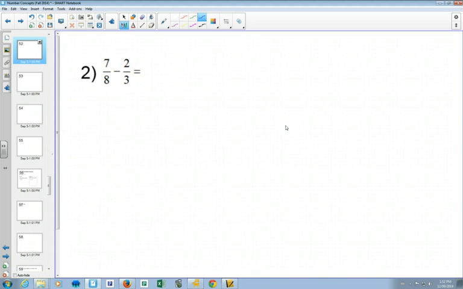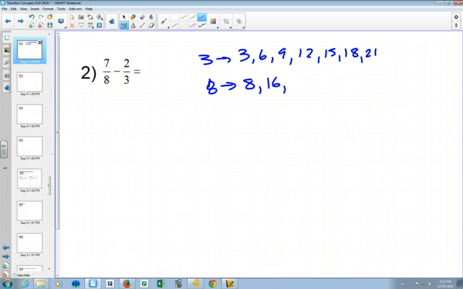So if I count by threes, 3, 6, 9, 12, 15, 18, 21, and I might say, ooh, how high should I go counting with these? Maybe I'm feeling like I've counted too many, so I start counting my eights, 8, 16, 24. Can you see that I've already passed the numbers there? And I haven't hit one yet that's the same. So I'm going to go back to my threes and keep going.